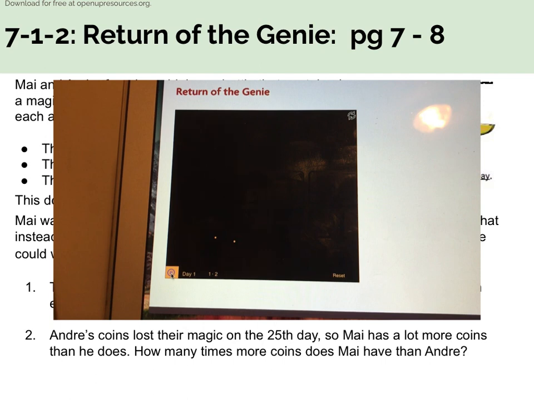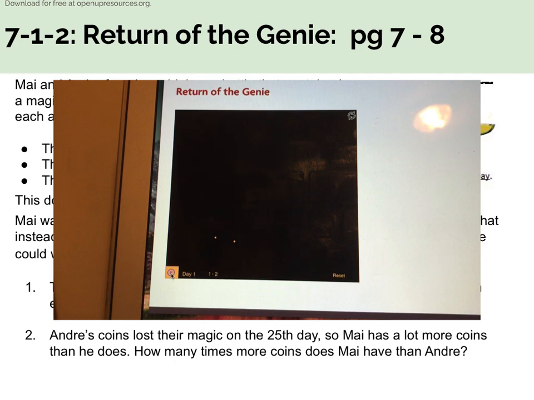Number 1, the number of coins Maya had on the 28th day is very, very large. Write an expression to represent this number without computing its value. And number 2, Andre's coins lost their magic on the 25th day, so Maya has a lot more coins than Andre does. How many more coins does she have than Andre? Go ahead and answer these 2 questions, and then come back to me and we'll talk about that.